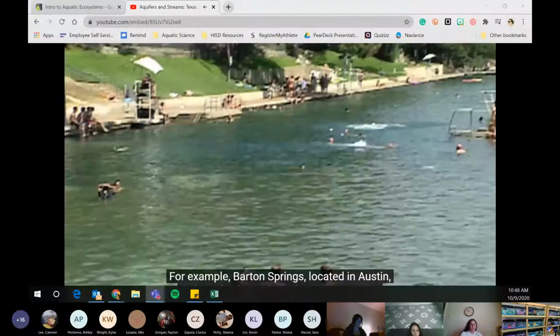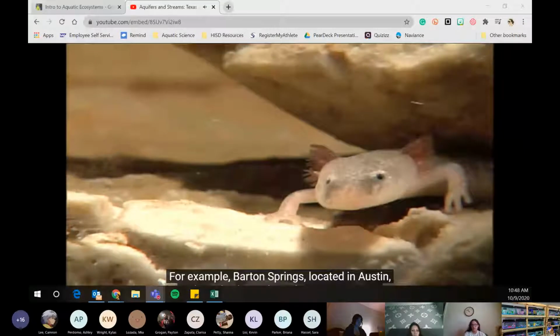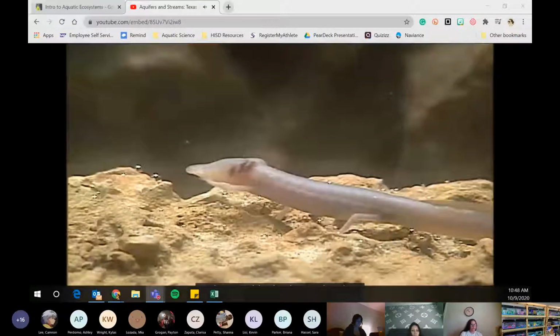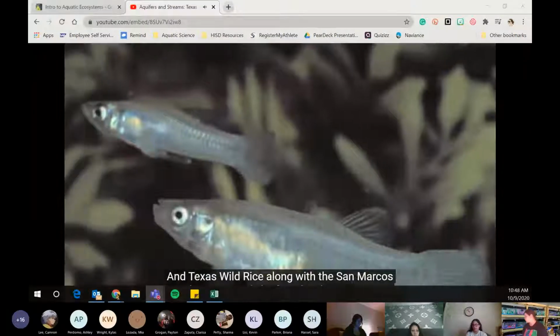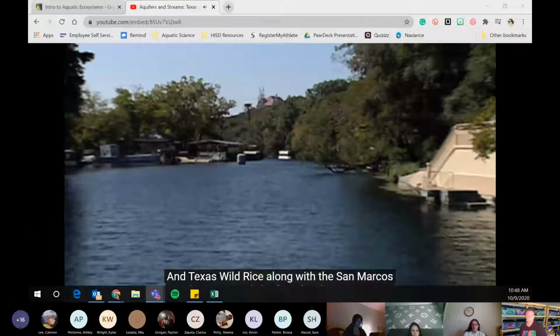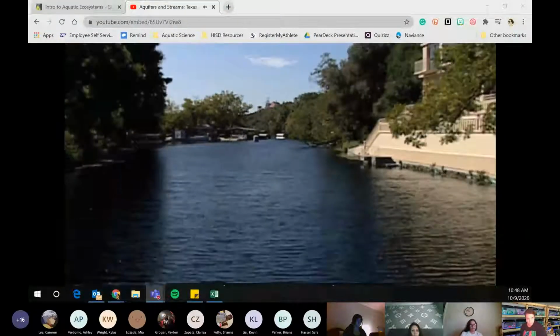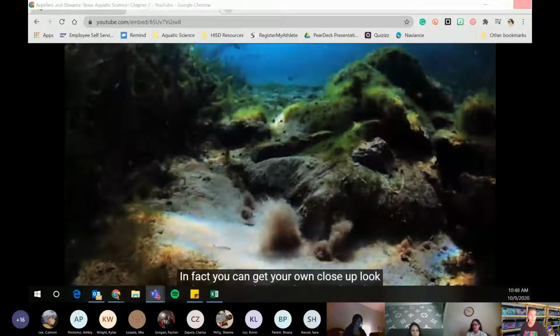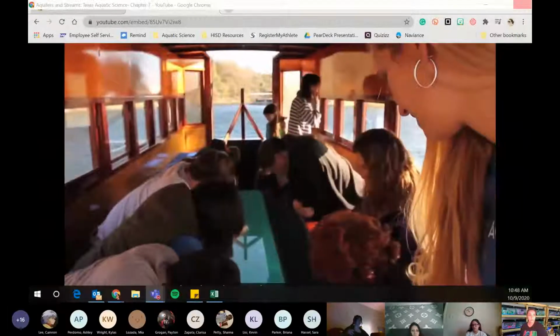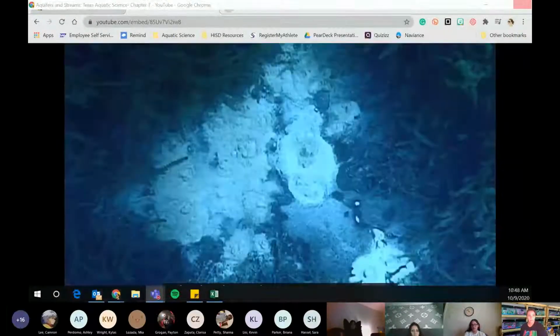For example, Barton Springs, located in Austin, is the only place where the Barton Springs and Austin blind salamanders live. And Texas wild rice, along with the San Marcos gambusia, can only be found in the San Marcos Springs and river community just downstream. In fact, you can get your own close-up look at how a natural spring functions by riding in the glass-bottom boat at San Marcos Springs.